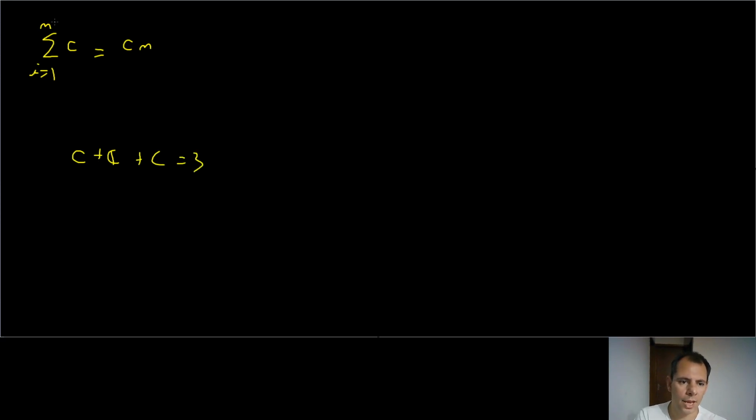So if you have n in here, you're going to have n c's, because you're going to keep going plus c, plus c, plus c, n times. This whole thing is going to be equal to nc, or cn, it doesn't matter.